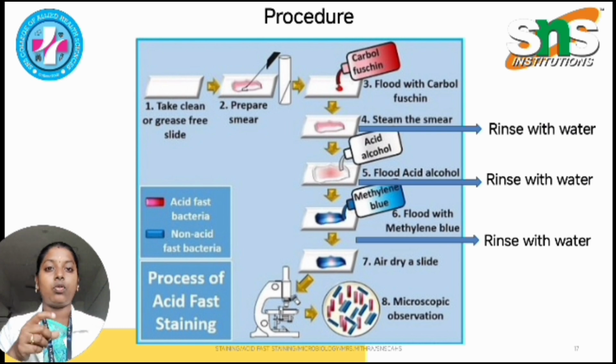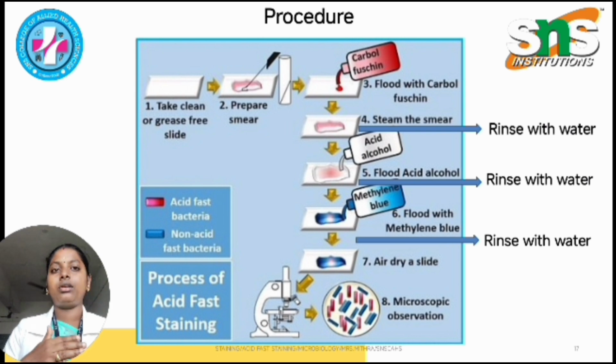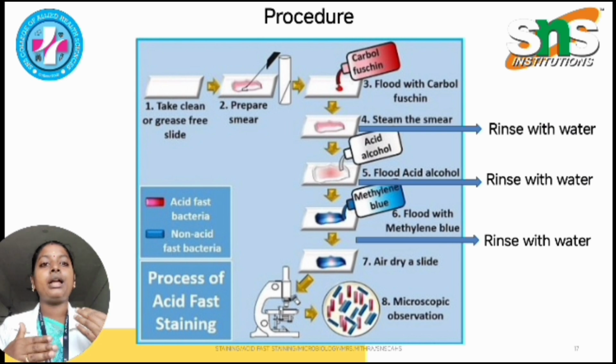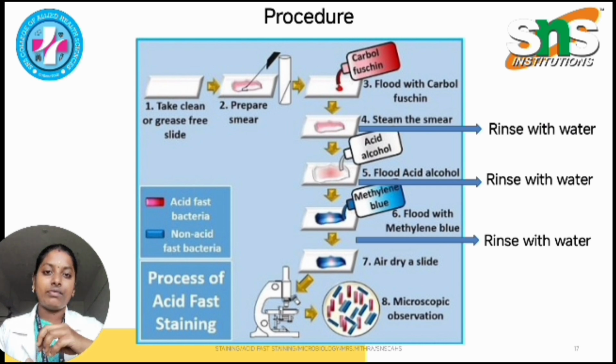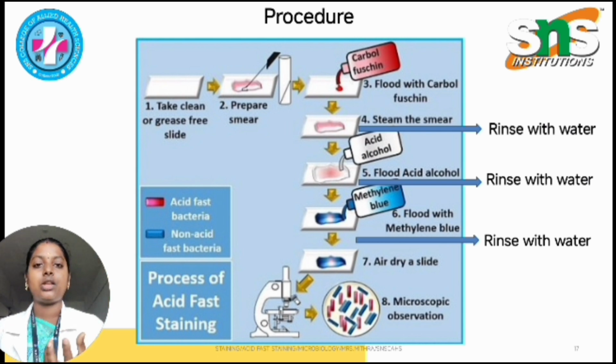We rinse the bacterial smear slightly with water, and then we add the acid alcohol reagent drop by drop onto that bacterial smear, so that the excess red color carbol fuchsin dye will be removed from the non-acid fast bacteria, whereas acid fast bacteria do not lose the carbol fuchsin dye because they have a very thick layer of mycolic acid in their wall. It retains the red color fully.